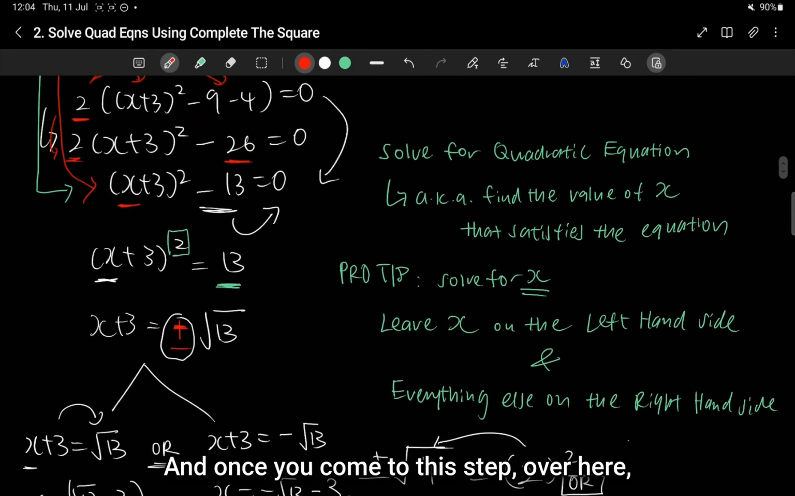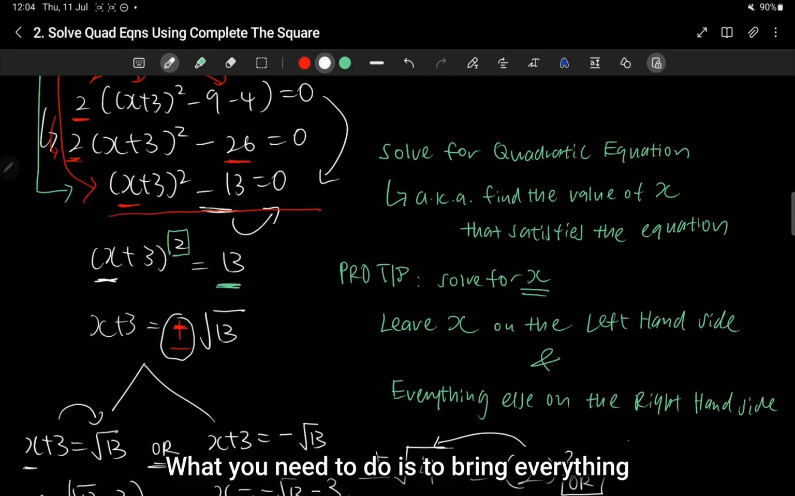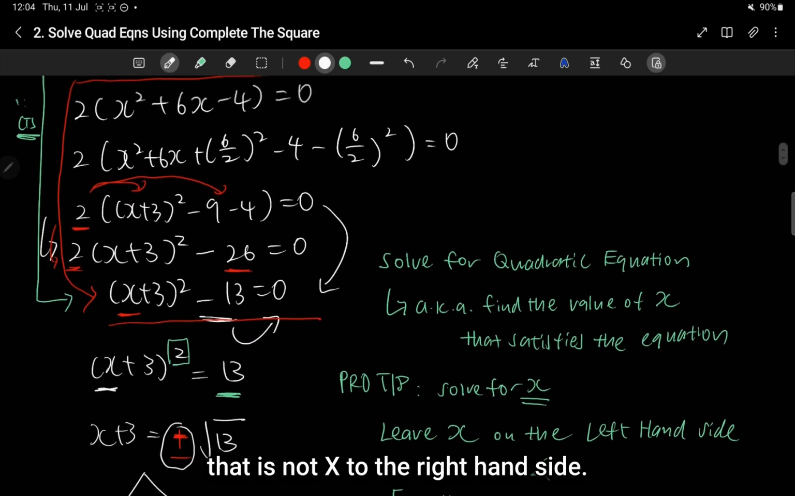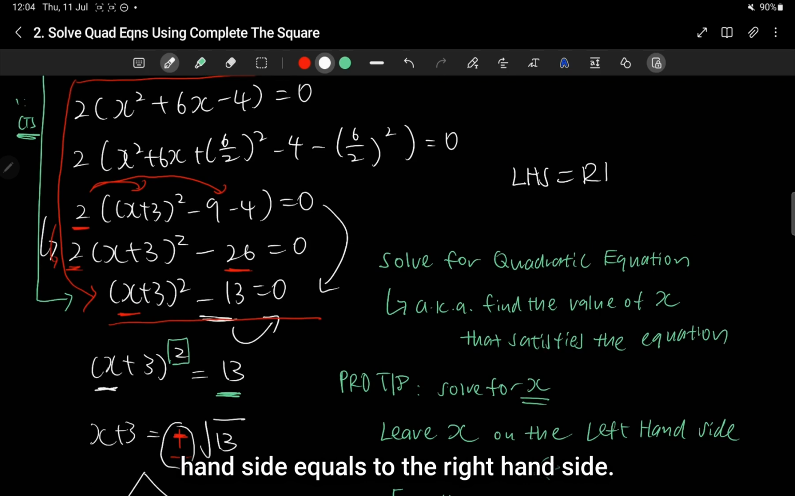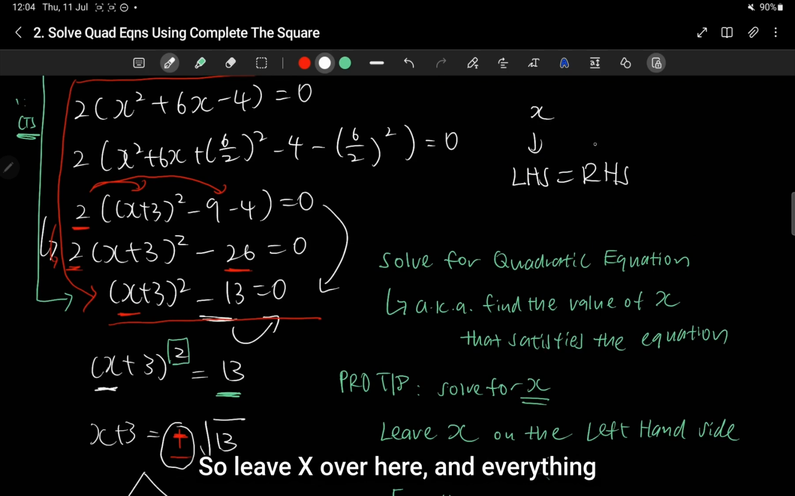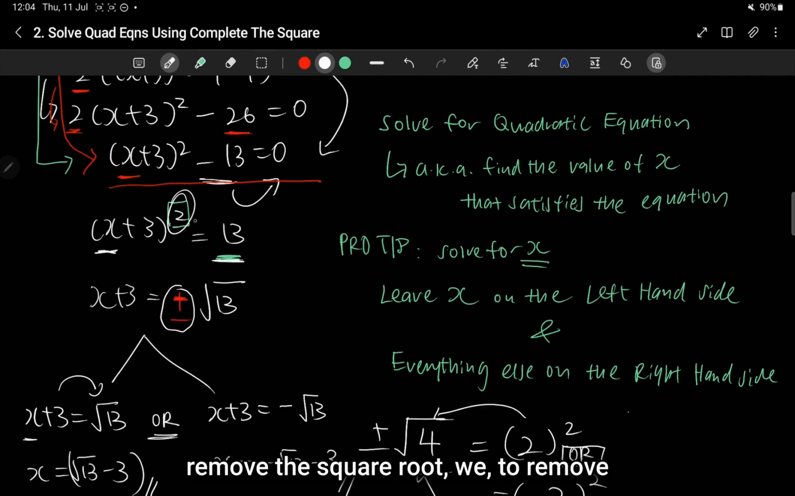And once you come to this step over here, what you will need to do is to bring everything that is not x to the right hand side. So on an equation, right, this is the left hand side equals to the right hand side. So leave x over here, and everything that is not x, you bring it over here. So I bring the 13 over, and to remove the square, we square root both sides.